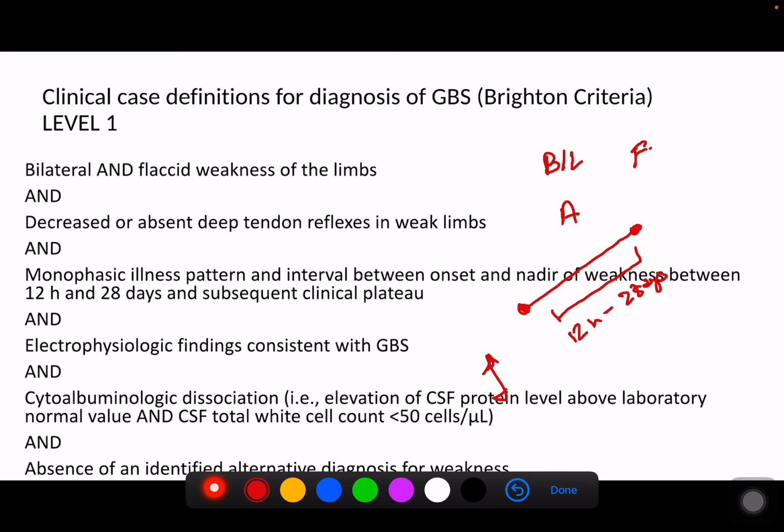Then there are electrophysiologic findings consistent with GBS, so electrodiagnosis can be done with regard to GBS. There is also cytoalbuminologic dissociation and absence of an alternative diagnosis for the weakness. So this is known as the Brighton criteria.